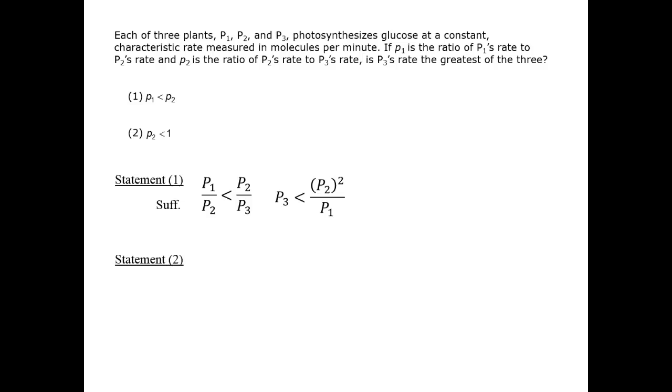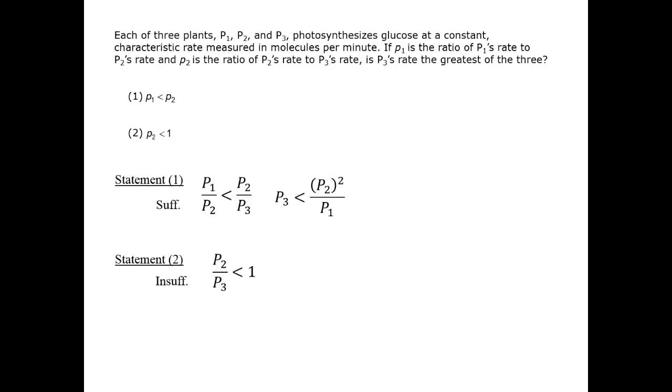Moving on to statement 2, here we can start in the same way, by substituting in the little p's. Then we get P2 over P3 is less than 1. This is useful in that it tells us that P3 is larger than P2. But we know nothing about P1, which could be big or small, so this statement also is insufficient.